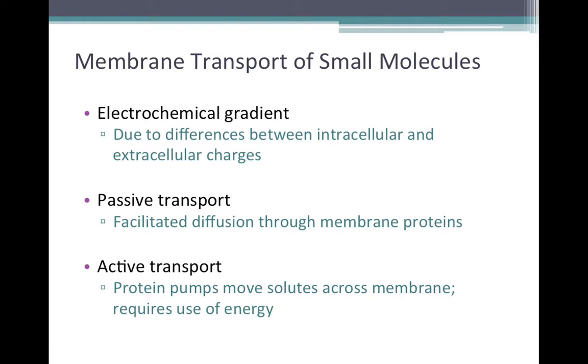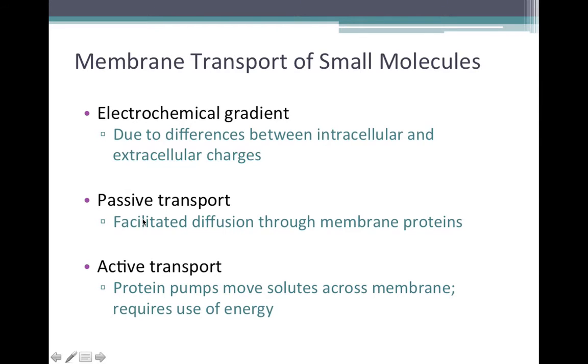Now, understanding whether or not we need to transport something across the plasma membrane requires our knowledge of the electrochemical gradient. This electrochemical gradient is really just a difference in the concentration and charge of molecules inside and outside of a cell. It can be used to help transport molecules into or out of the cell, depending on what the gradient is. There are two main types of transport here: passive and active transport.